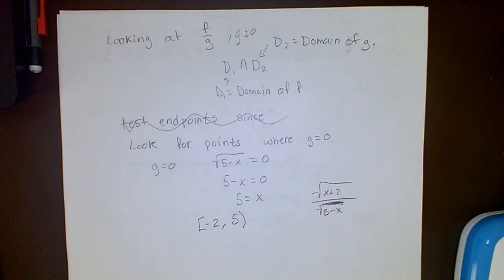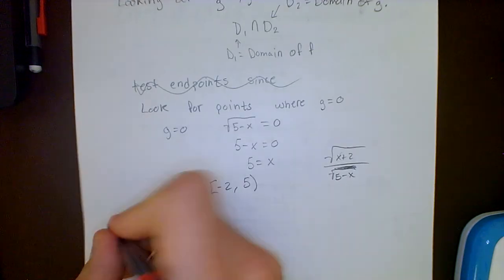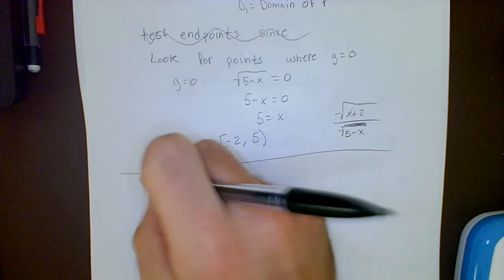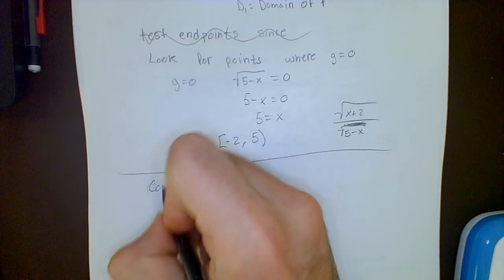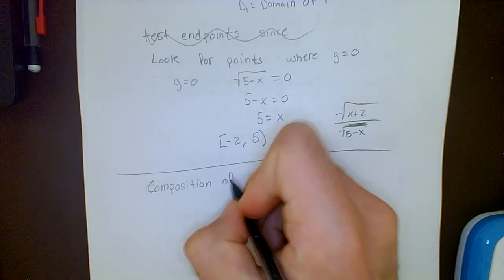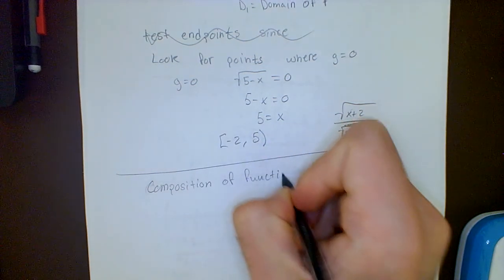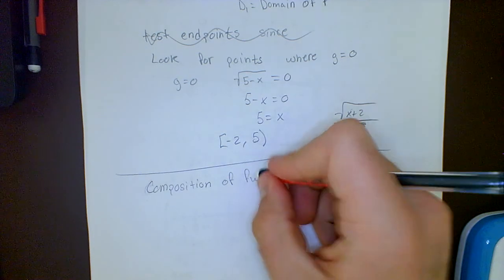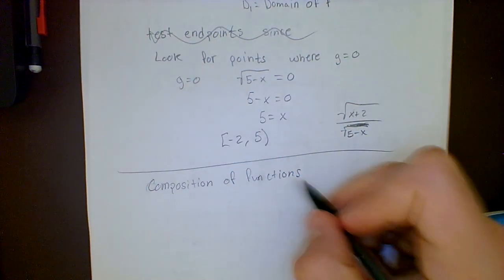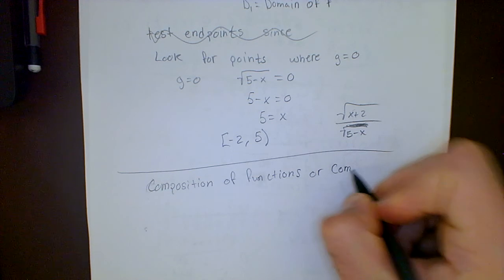And then finding the range is the same way as we found the range of any function before. So now we're going to talk about something a little different. So this is the composition of functions. Okay. Or composite functions.